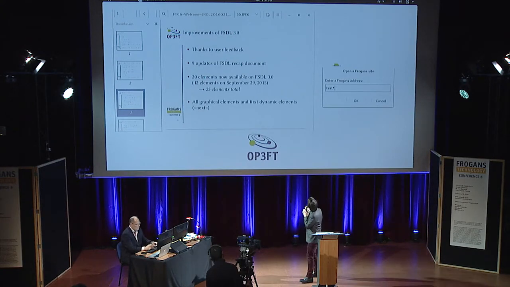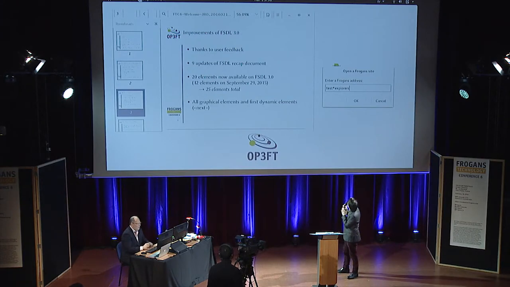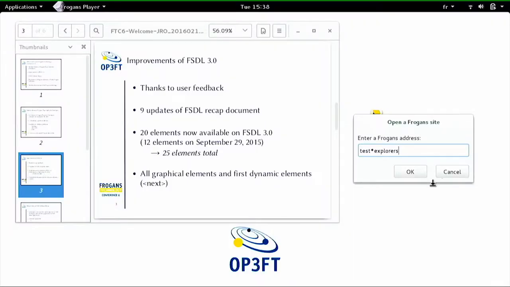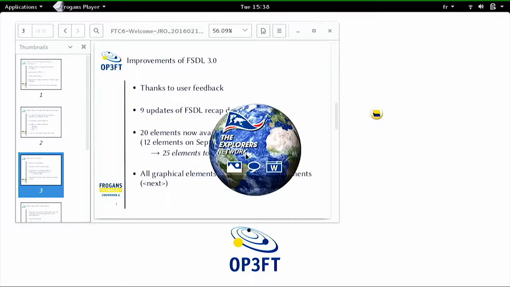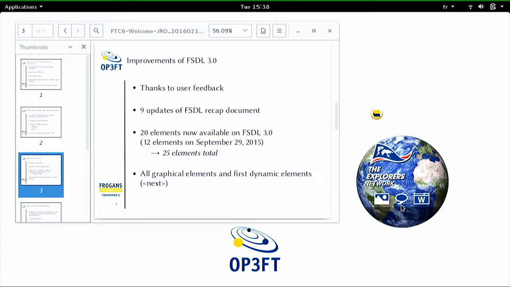So this dynamic element, we're going to show. And to do so, we're going to open Test Star Explorer, which is a Frogans site. So here it is. This is planet Earth. And as you can see, it moves. Frogans is becoming dynamic. And this has been effective for a few months now. So let's say a few words about this small Frogans site.